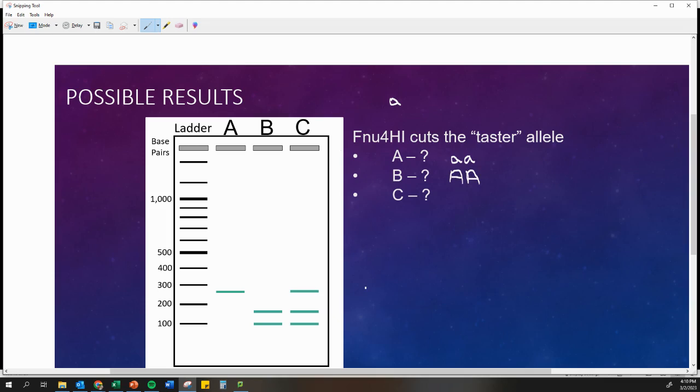The other option we can get is a little mixture between the two, where we have three bands, one larger band and two smaller bands. Notice they're the same size as the other bands. So that means we have some DNA that was cut and some DNA that was uncut. This could happen because the enzyme wasn't working properly and didn't get to cut all of the DNA. Or it could be because one copy of the DNA is dominant and one copy is recessive.